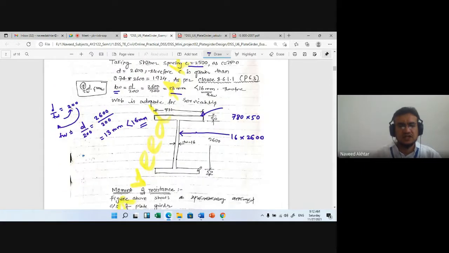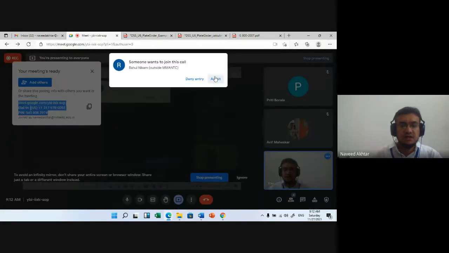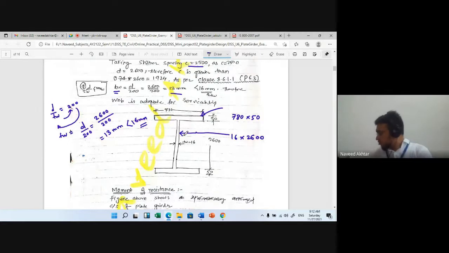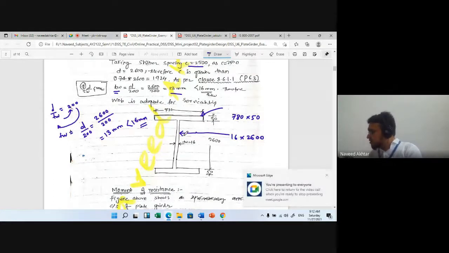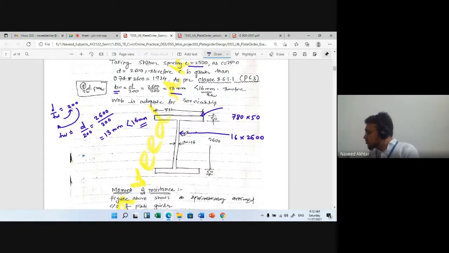So then the initial sizing of the member is done. That is the dimension of flange plate. Initial sizing means the dimension of flange plate and dimension of web plate are decided. Okay. So up to this we have the initial sizing of the member.